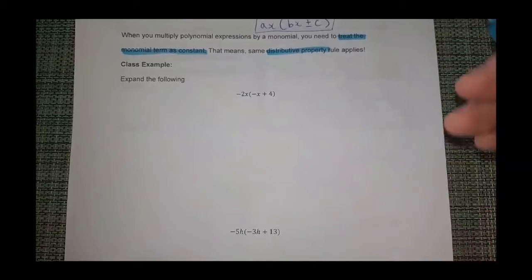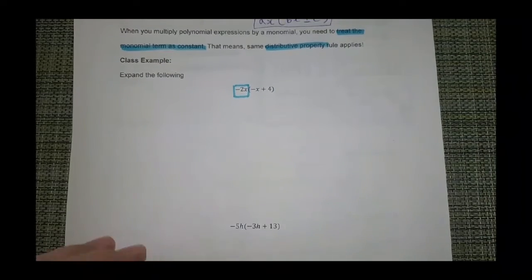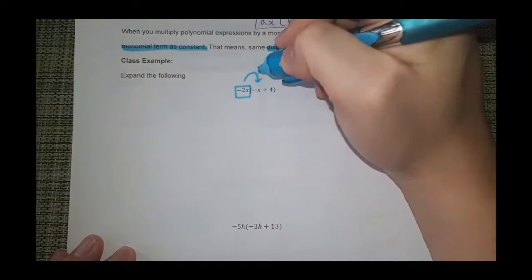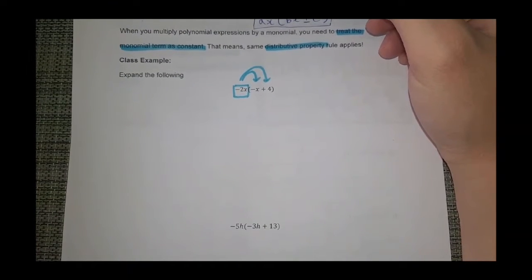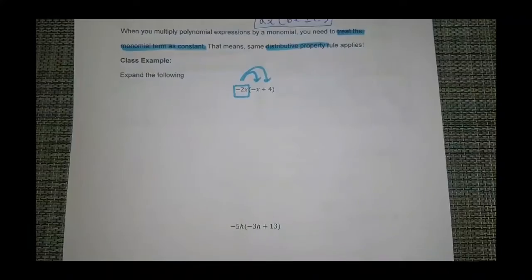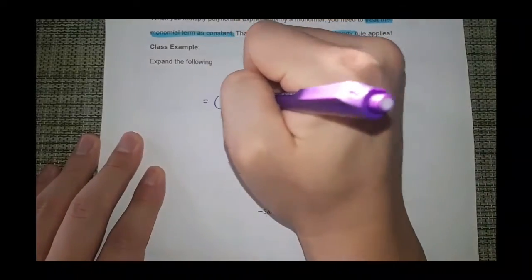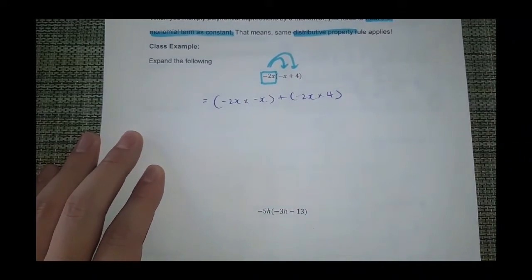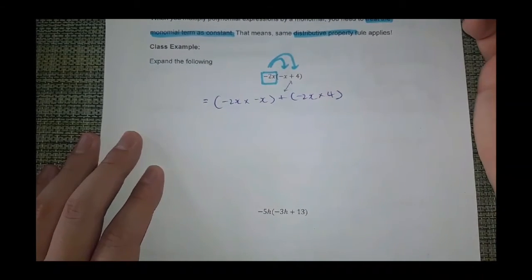Let's go through this. I will consider negative 2x as if it's a whole constant. So that means you will distribute to each of the terms inside of the polynomial. In this case, it's a binomial, so as you may notice, I have 2 arrows. I know it's tedious, but I want you to follow these steps one by one. Negative 2x multiplied by negative x plus negative 2x multiplied by 4. And again, I put plus because that's the sign that separates these two terms inside of the binomial.